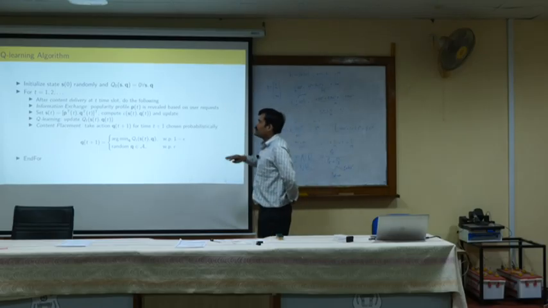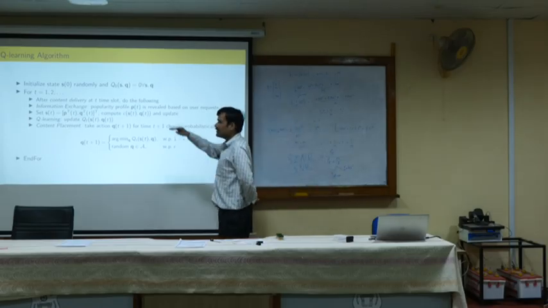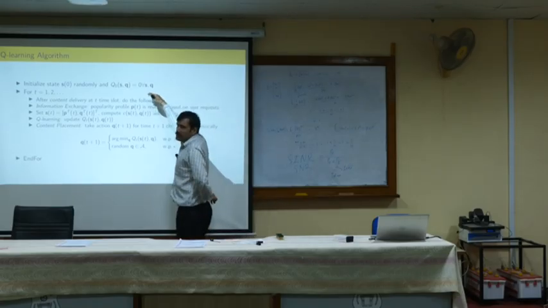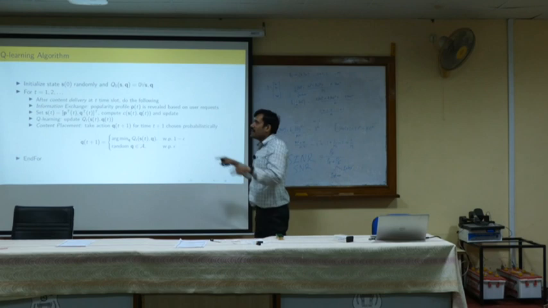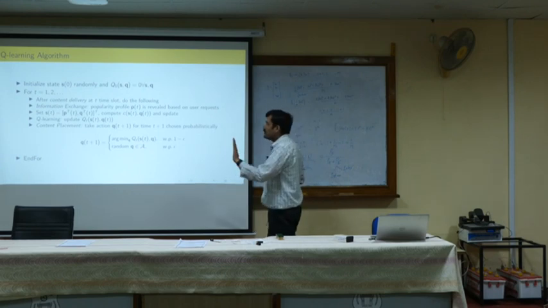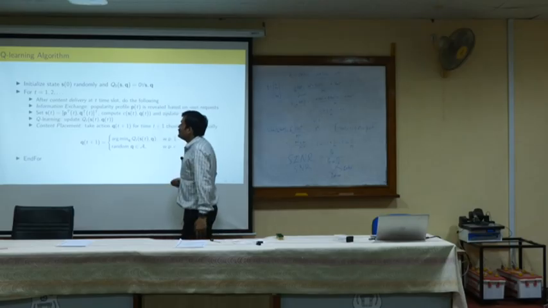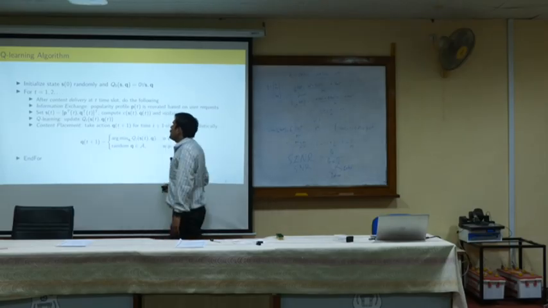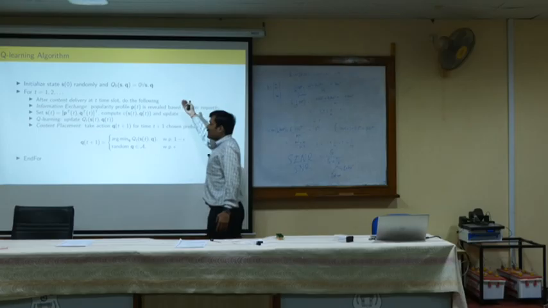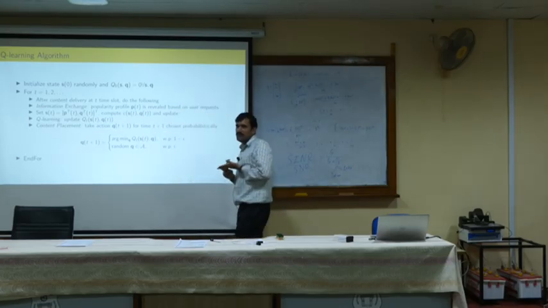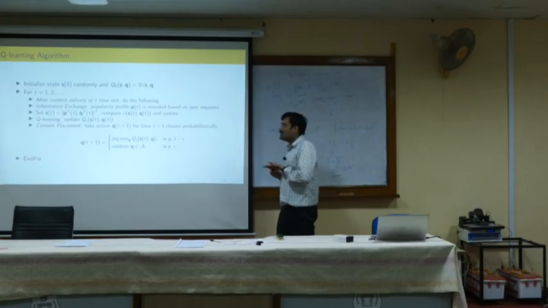So this is the Q-learning procedure. First we initialize the state randomly and we set all Q values to 0. Q values will be a matrix, so we initialize that matrix to be 0, and for each round we learn, when the content delivery takes place, we do the following. We have three phases: content delivery phase, information exchange phase, and CP, that is content placement phase.